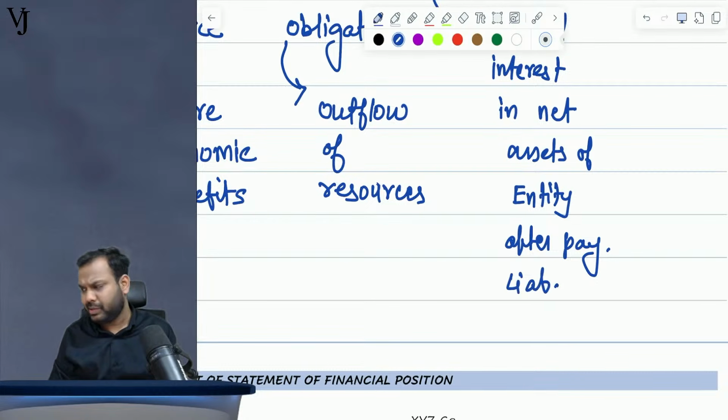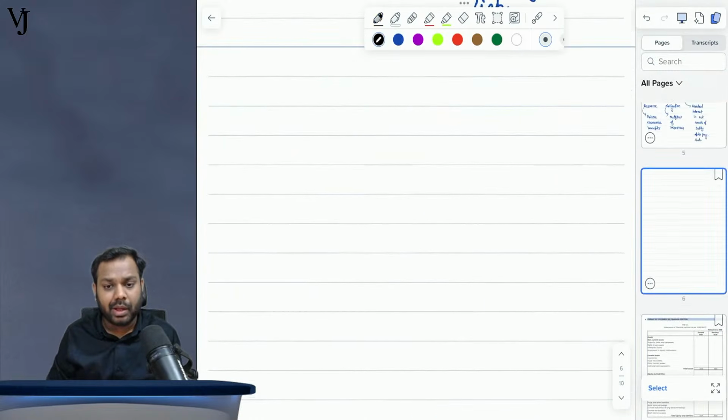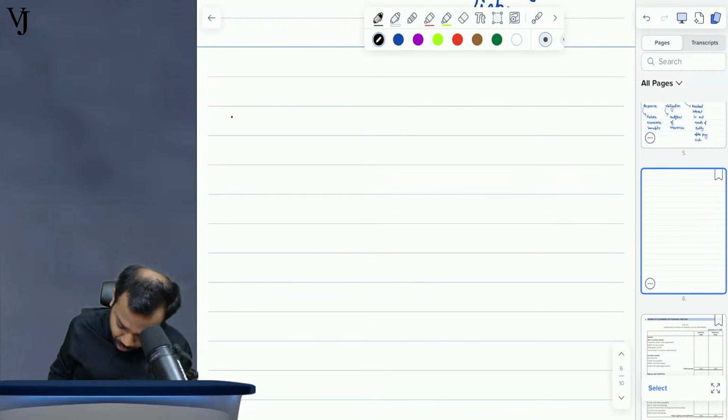After paying liabilities. Let me explain this with the help of an example. Let's suppose I need two names. So let us take Pramod and Devendra.